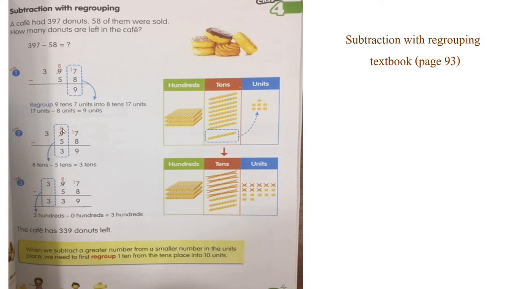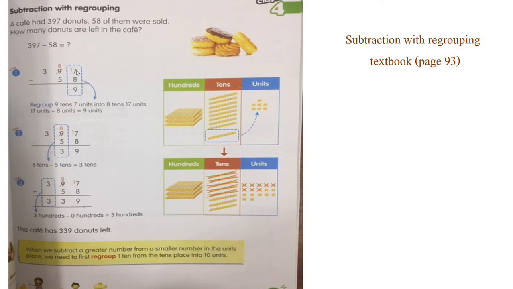Now I have 9, and I have 8 tens left, which is 80. Take away 50, I will have 30. And the last one is 3 take away 0 equals 3. If I don't have something here, I'm subtracting 0. Okay, 300 take away 0 is 300. So the cafe has 339 donuts left.